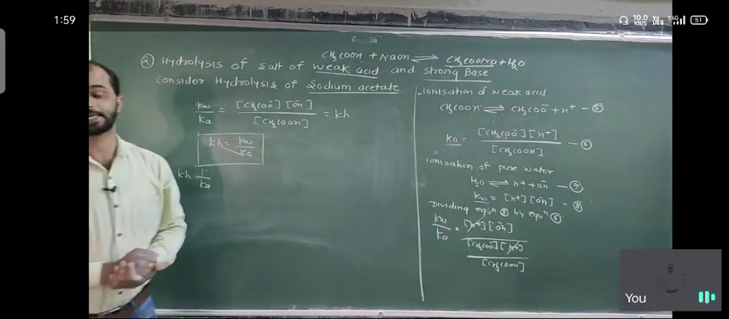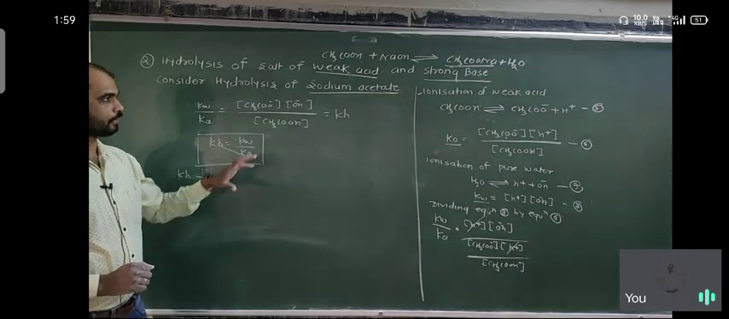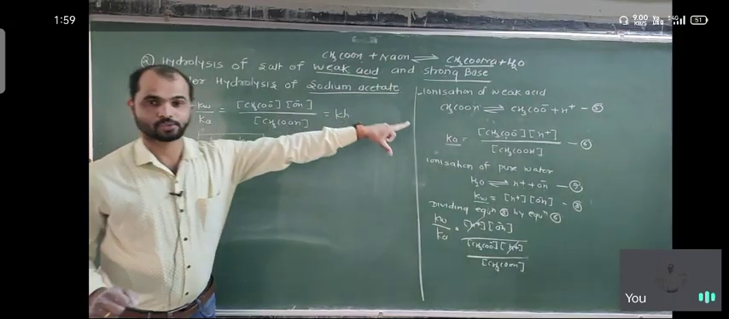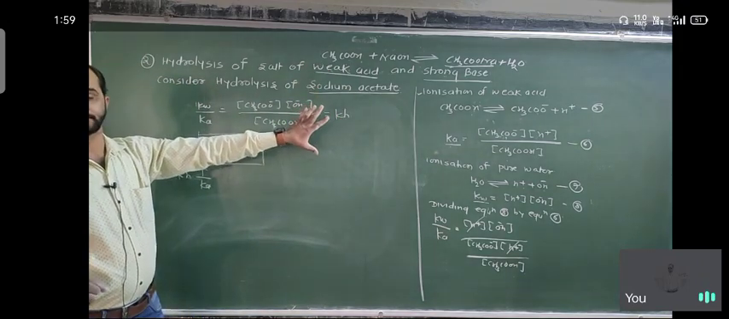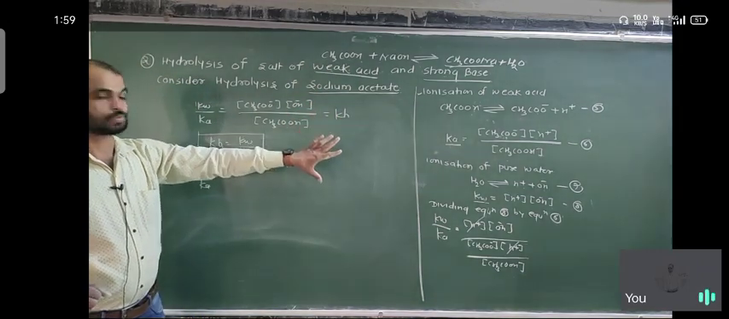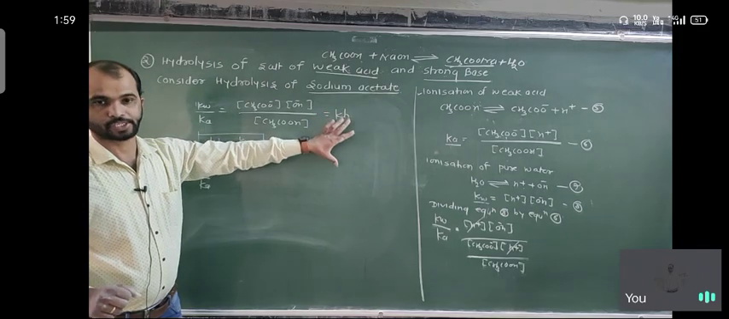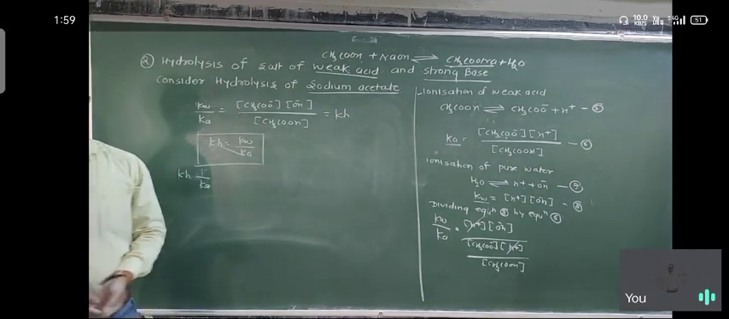So this is the relation between the hydrolysis constant and the dissociation constant of the weak acid, which is taking part in the salt formation. So it is all about this one. And now we move to the last point of today's chapter, which is degree of hydrolysis.